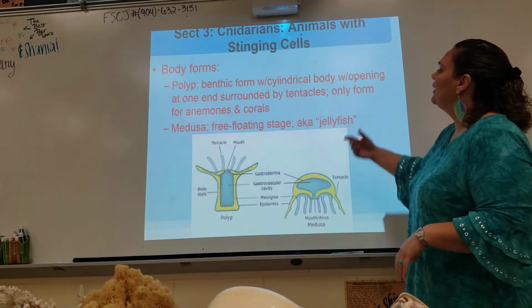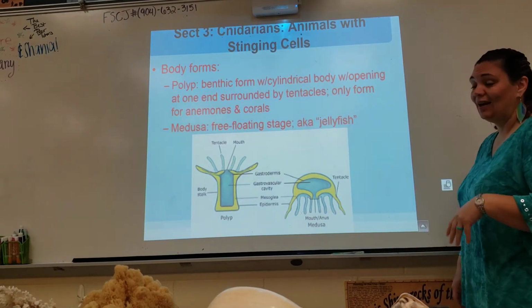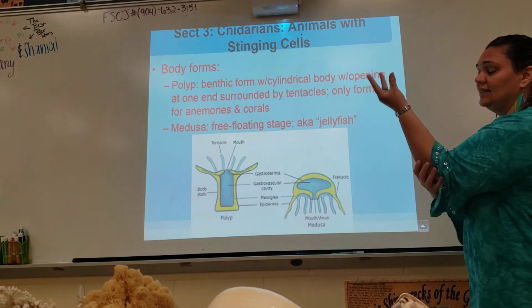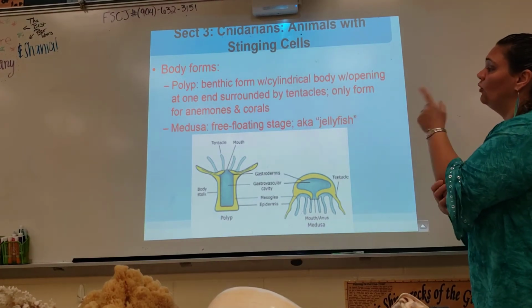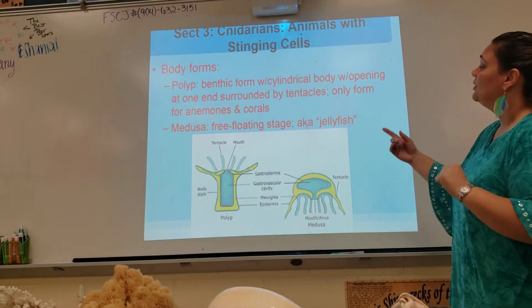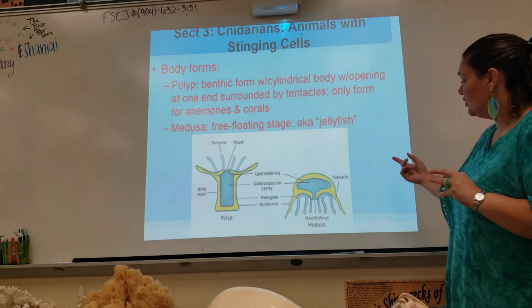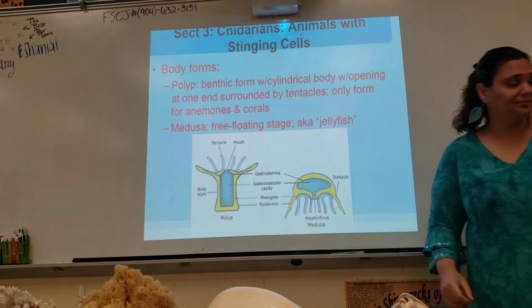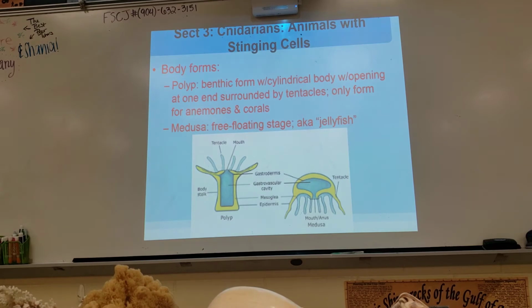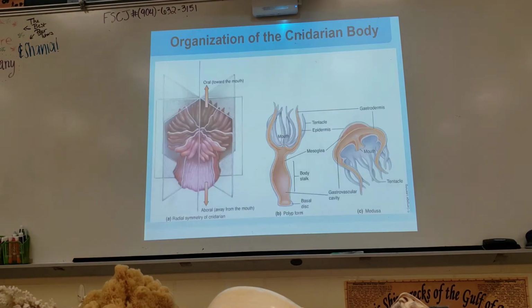So polyp: benthic form with cylindrical body with opening at one end surrounded by tentacles at the top. This is the only form found in anemones and corals. Medusa, free floating stage, that's also known as a jellyfish, right? Here we go, showing that radial symmetry again, and then showing the polyp and the medusa forms.